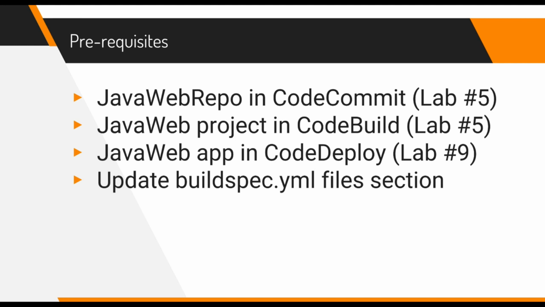The last prerequisite is that we need to update our buildspec.yaml file to spit out all of the files needed for CodeDeploy to work properly. So in lab number 9, we depended on uploading our own archive to S3 through S3 commands within our buildspec. However, the way CodePipeline works is that it generates its own outputs based on the files section in your buildspec. So let's get into the console and verify these prerequisites.